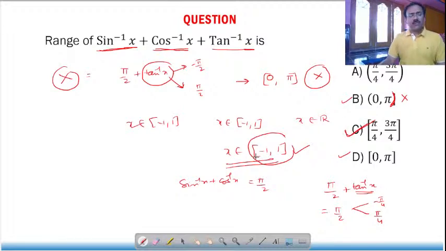This is the reason why many students are getting fewer marks, failing to score even 99 percentile in mains. So be careful with concepts. The answer is pi by 4 to 3 pi by 4. Option C is the right answer, dear students.